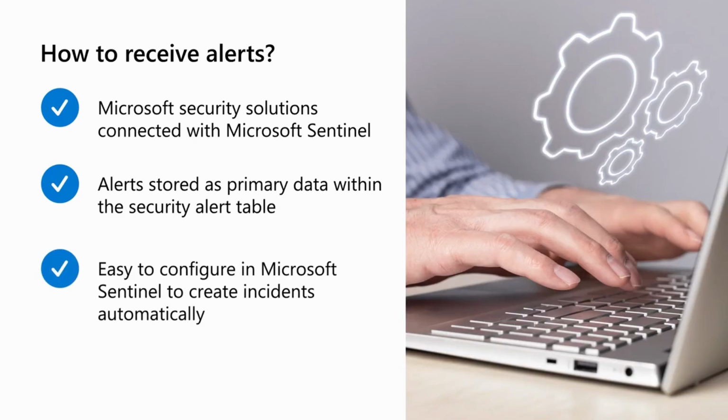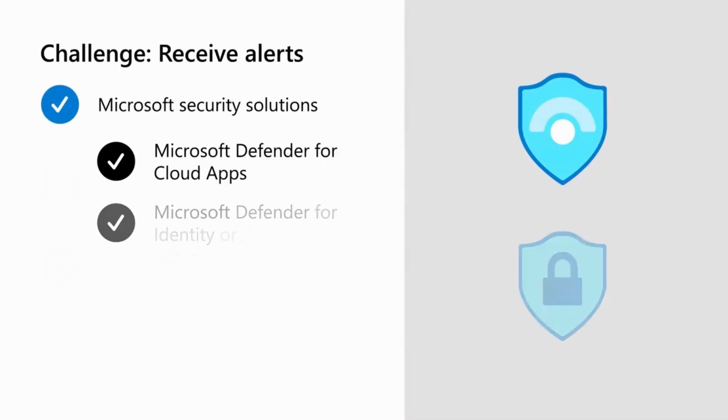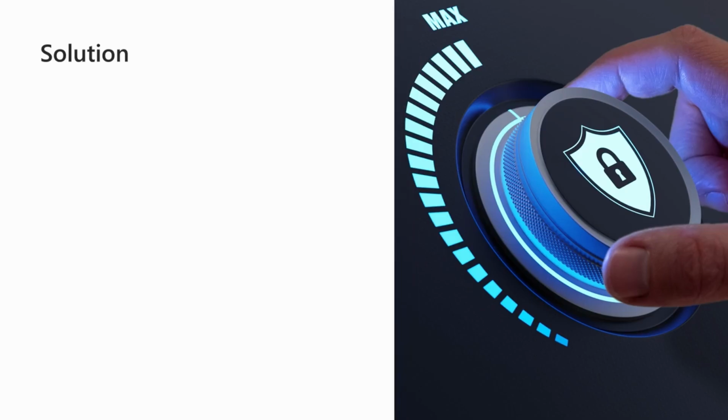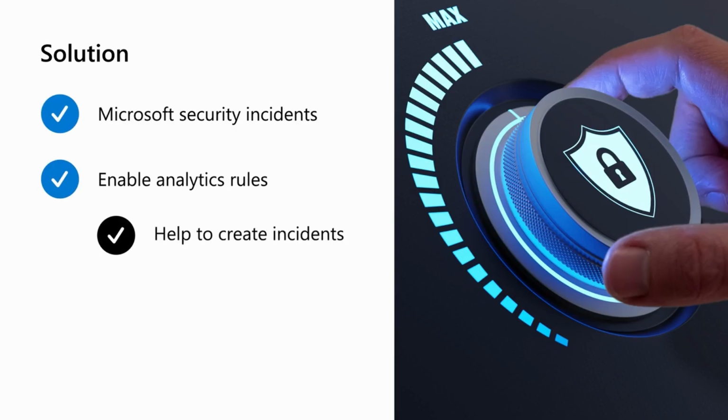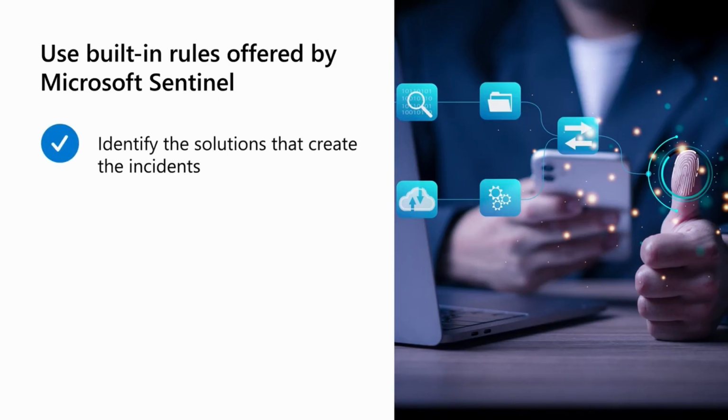automatically to create incidents. But a few Microsoft Security Solutions, such as Microsoft Defender for Cloud Apps and Microsoft Defender for Identity, formerly called Azure Advanced Threat Protection, also called ATP, do not automatically create incidents in Microsoft Sentinel. In such a situation, Microsoft Security Incidents enable analytic rules that help to create incidents in Microsoft Sentinel. To do so, you must use the built-in rules offered by Microsoft Sentinel to identify the connected Microsoft Security Solutions that create Microsoft Sentinel incidents automatically in real time.